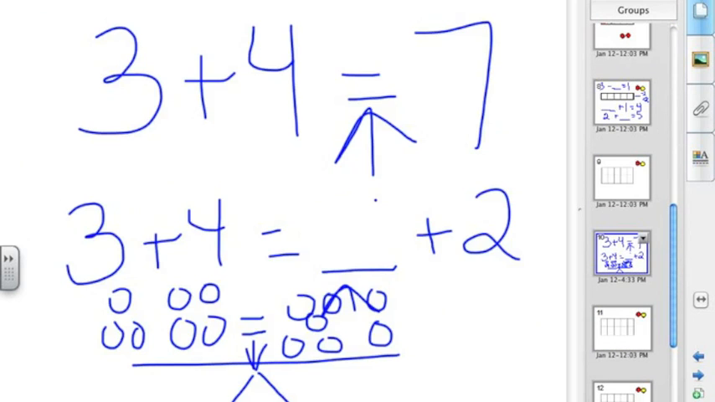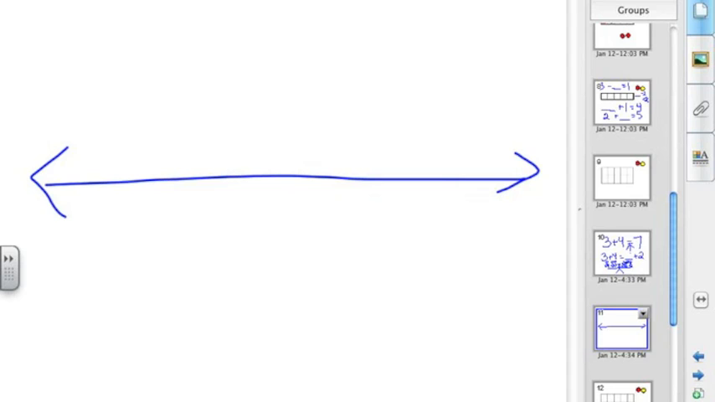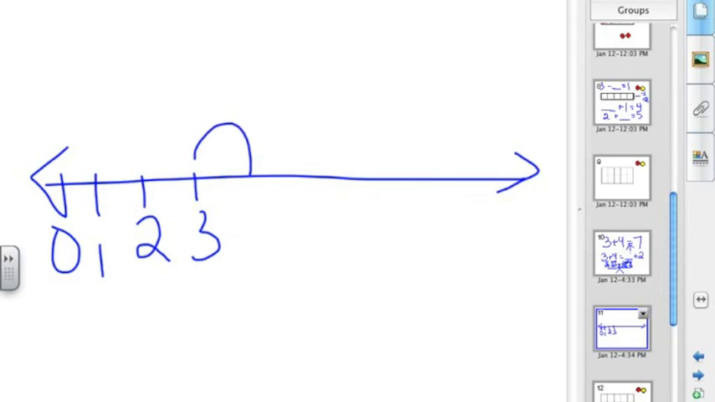The other issue is they might not have spent enough time with the number line. So if I'm at 3, how many more jumps do I need to get to 7, right? And so then it's 4, 5, 6, 7.